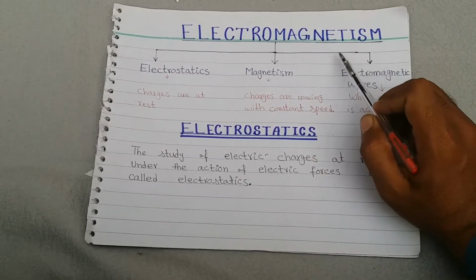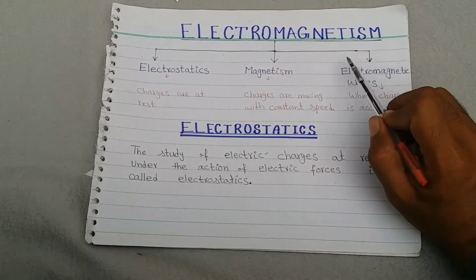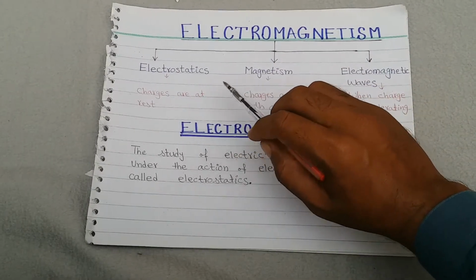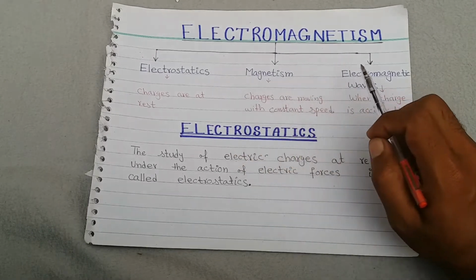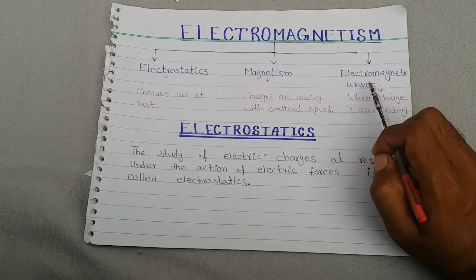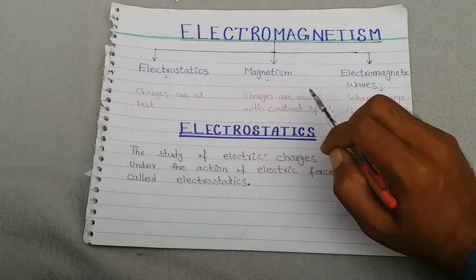Electromagnetism is basically our basic topic. Electromagnetism is divided into three subcategories, which are known as electrostatics, magnetism and electromagnetic waves. So short definitions are given of these three types.